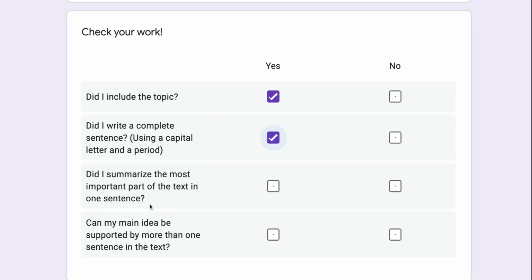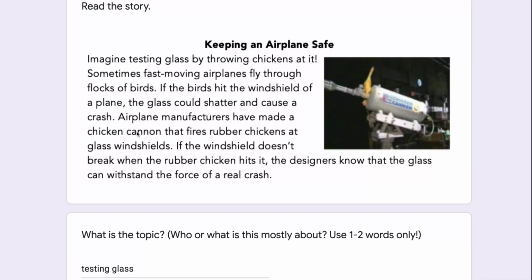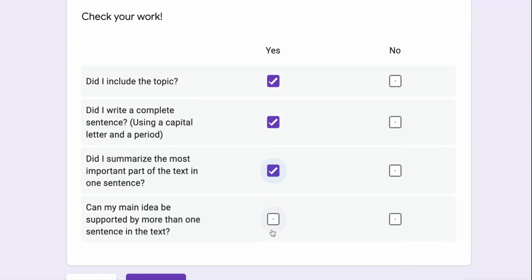Did I summarize the most important part of the text in one sentence? Well, I've definitely got the beginning. And this lets me know that it would be dangerous if the glass broke. I've got the part about the chicken cannon and that it would keep the airplane safe. It looks like a summary.